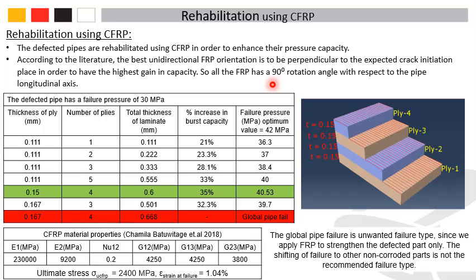In order to find the best number of plies to be used, I made this comparison for one pipe only with one defect case. However, the optimum number of plies should vary for each defect case and pipe size. However, that is out of scope of this research. So I found out that the best number of plies is 4, where the thickness of ply is 0.15, since it has a maximum gain with respect to the failure pressure. And also the CFRP material properties are adopted from the available literature.